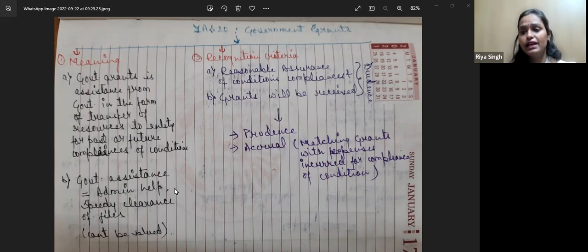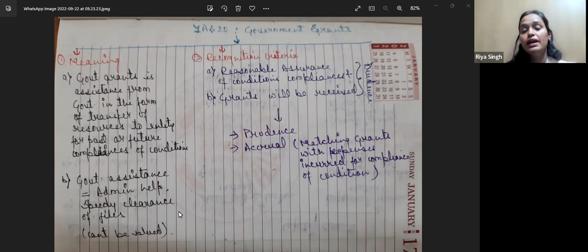Or they can help you in getting the registration of the company. We have to go to a lot of offices to get it done. If the government is involved there, they can clear your files by going to one office only. So that kind of help is admin help. If you are receiving these kinds of things from the government, all that will be government grant.